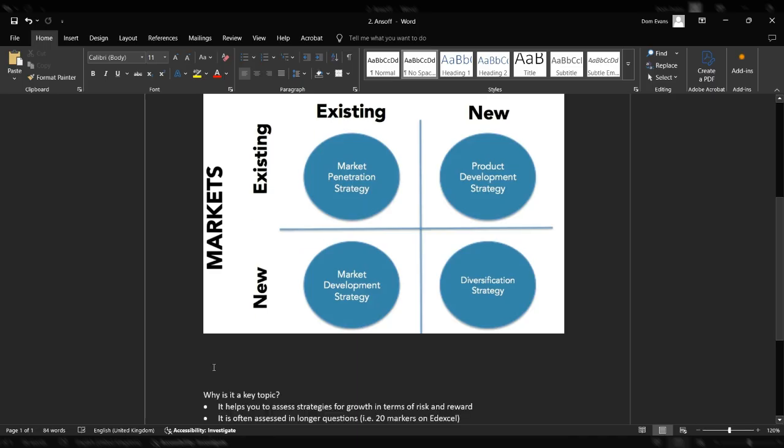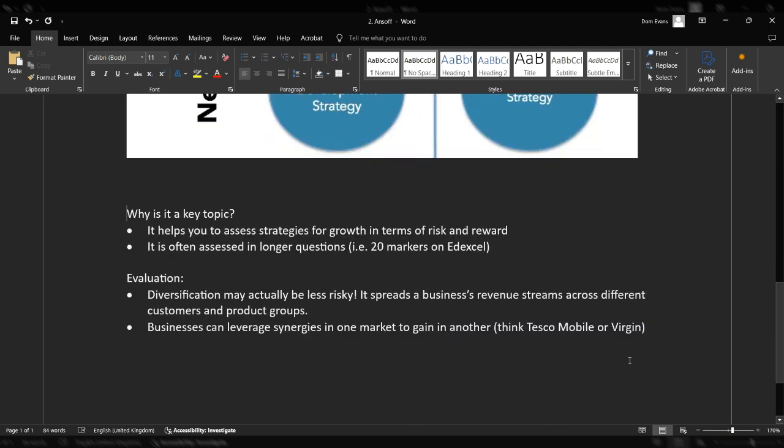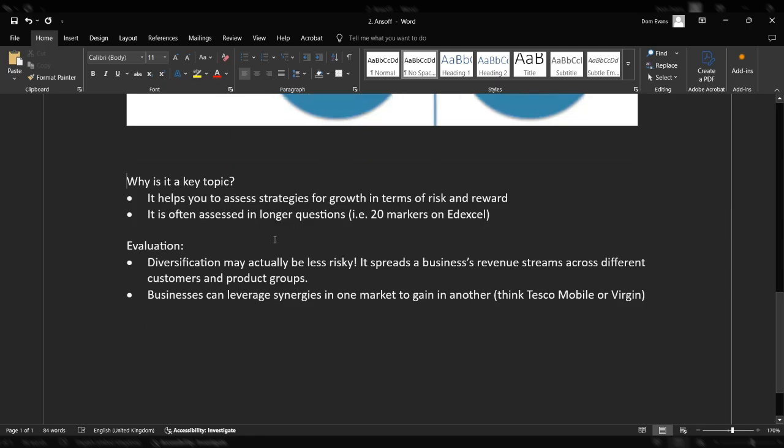So why is Ansoff's matrix a key topic? Well, as with all of these key topics, they come up in multiple questions. So it helps you to assess any strategies for growth. So if you've got a question for a business about should it develop a new product, should it go into a new market, you could start to bring in Ansoff. And critically, the risk of those strategies into a question is going to help you apply, analyze, evaluate.